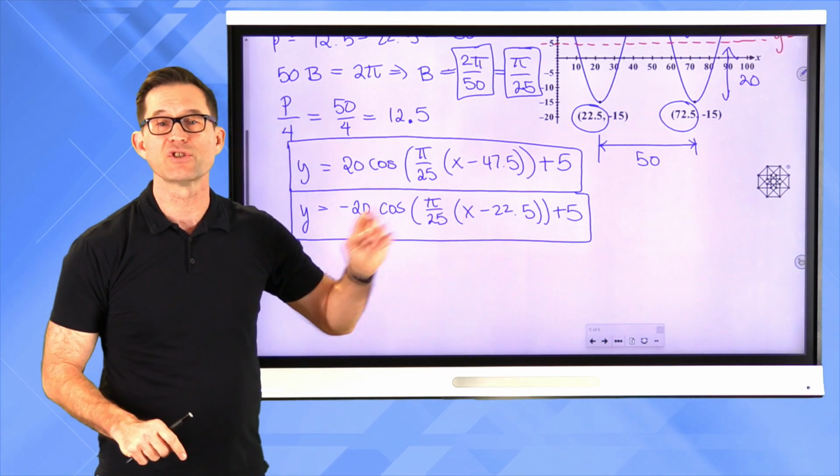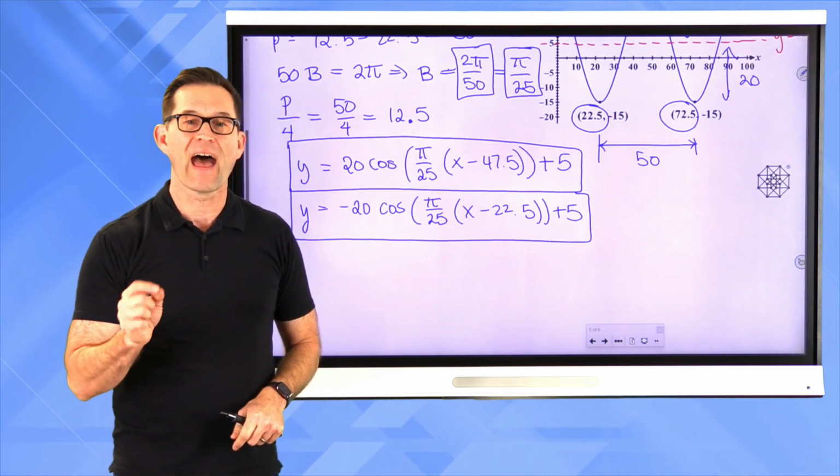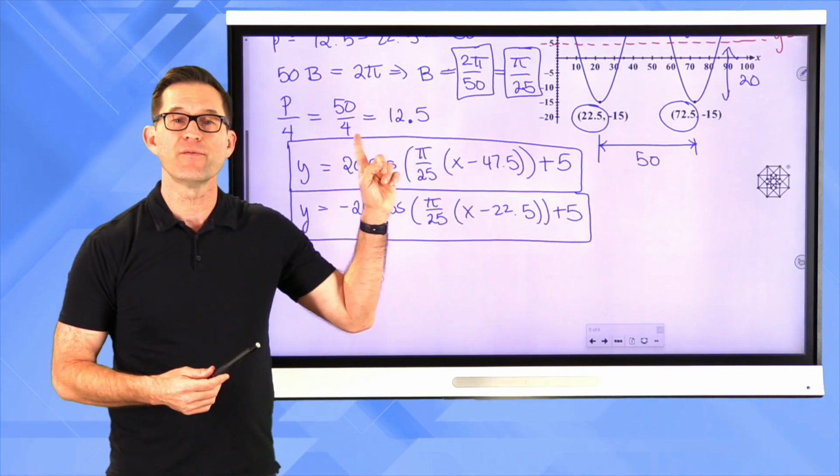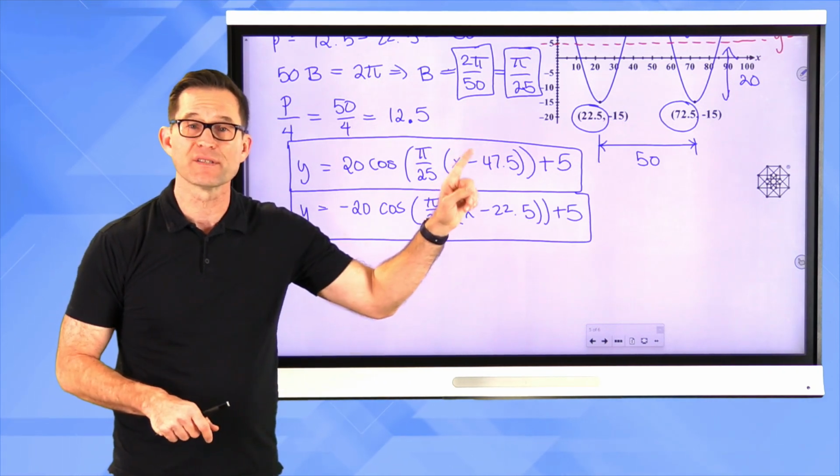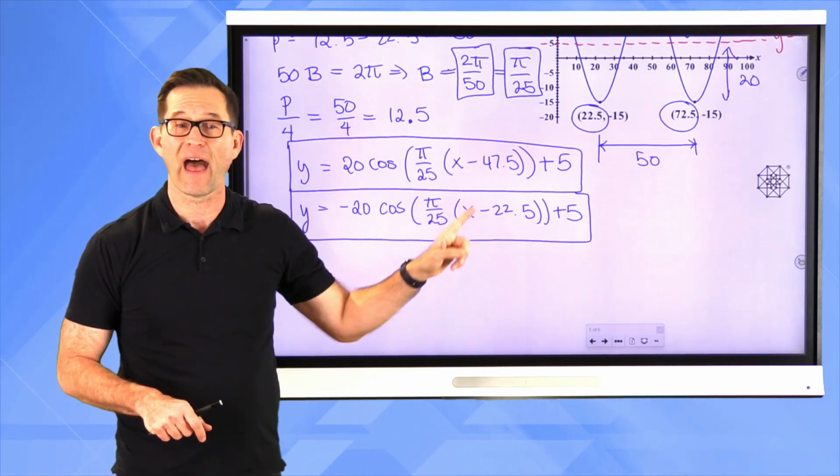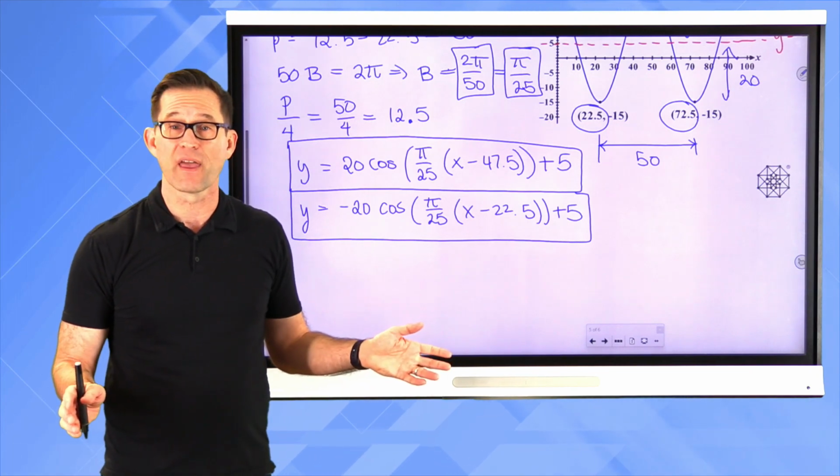For those of you that are really following along nicely, you might even notice that these two curves, their horizontal shifts, are offset by half a period. Right, the period is 50 units, half a period is 25 units, and that's offsetting those by half a period. That will also always be the case.